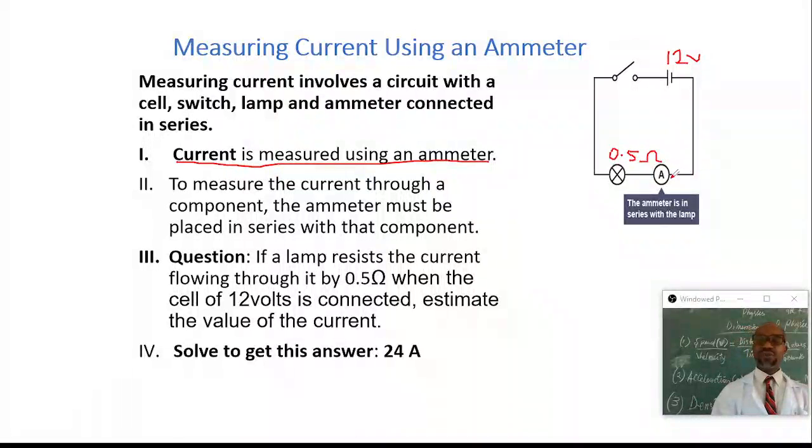Now we don't know the current. Current is a question mark here. We don't know the current flowing into the system. So how do we find it? Very simple. That's what the question is all about. It says if a lamp resists the current flowing through it by 0.5 ohms when a cell of 12 volts is connected, estimate the value of the current flowing around the circuit.